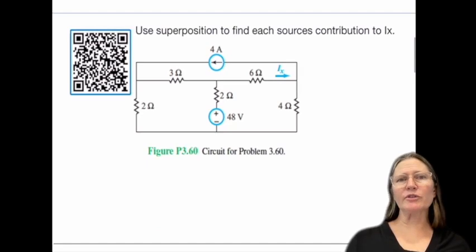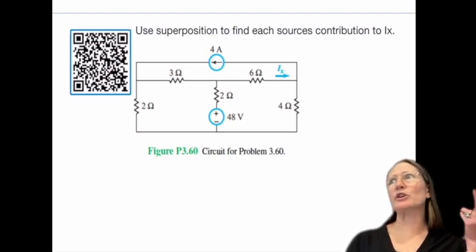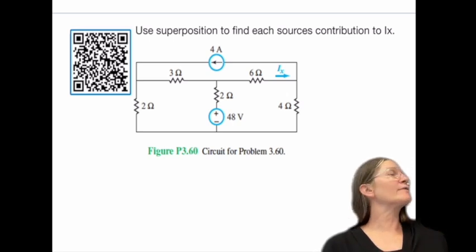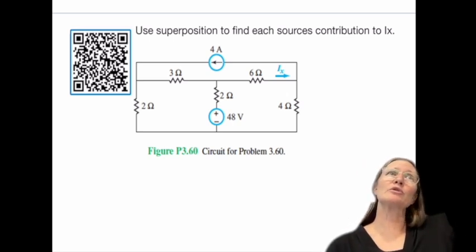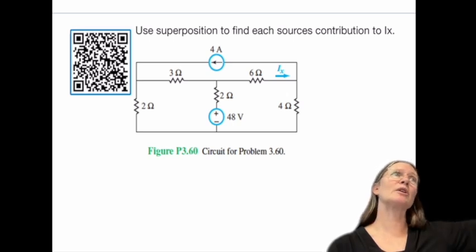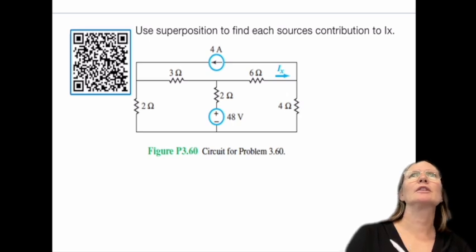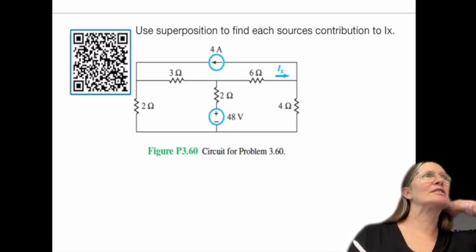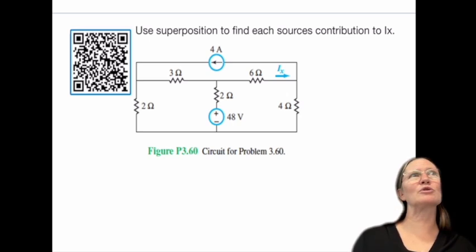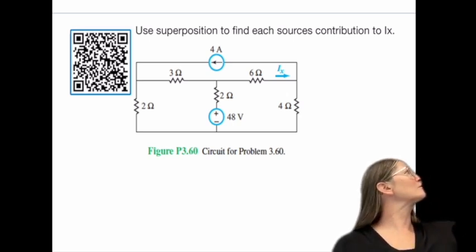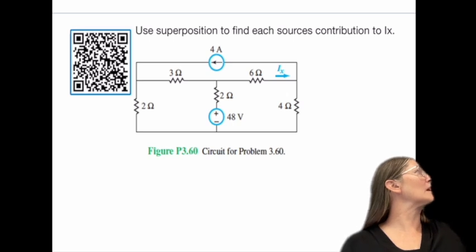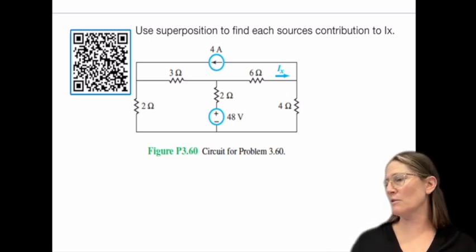So a summary of superposition is that you're going to solve this circuit twice because you have two sources. You're going to turn one on and the other one off, solve it to find IX, and then turn the other one on that you turned off, and the one off that you turned on, and solve it for IX. Then you add those two together. So go ahead and take a minute to try to solve this for both those types of solutions. So IX when your 4 amps is on, and then IX when your 48 volts is on.